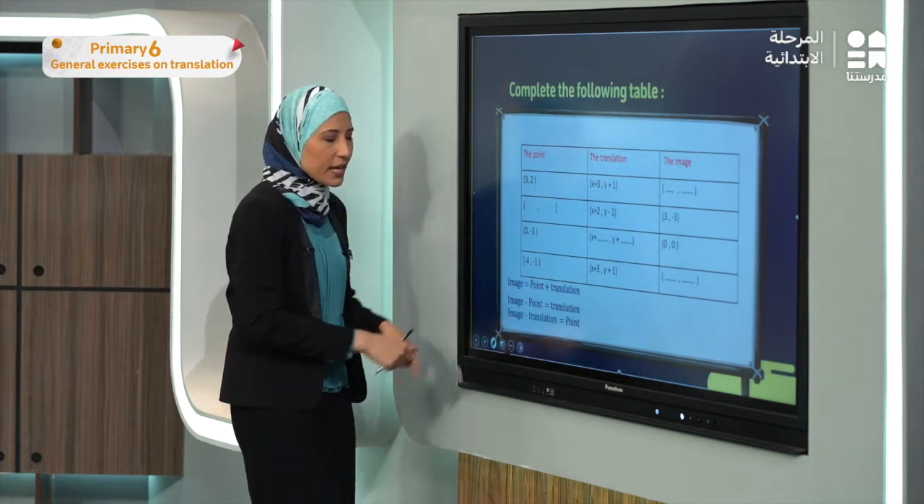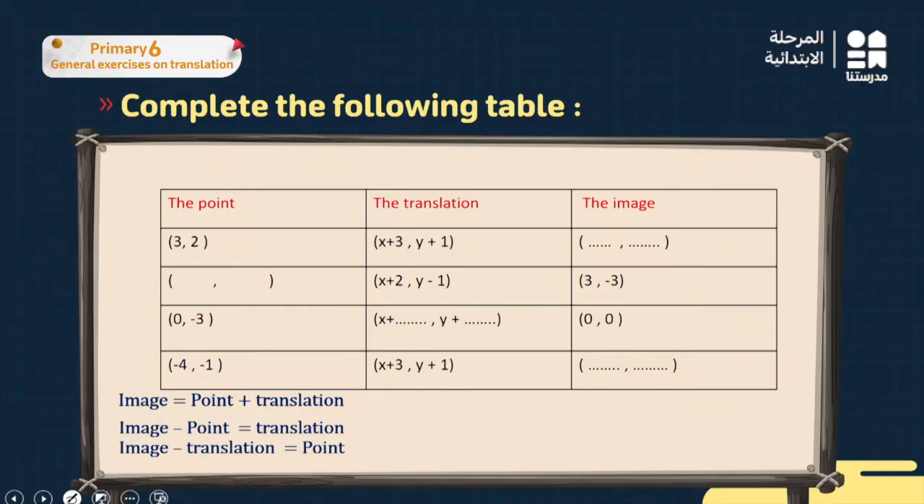Also I can find the point, so I need to find the point. So the translation is what I will move. I will move the translation to the other side by minus. So it will be image minus translation to give me the point. It's very easy, and you can write it if you get confused about it. So you can write it directly to not forget or get confused. So we can do the first one.